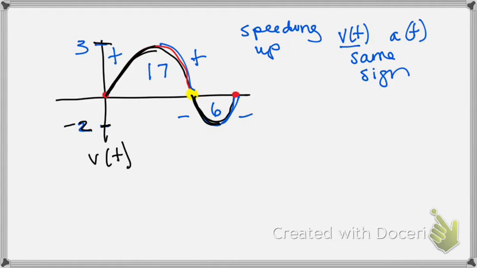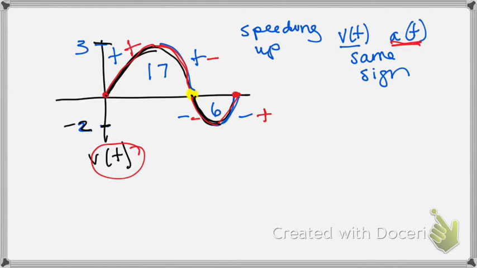Now let's do the same thing with acceleration. If this is a velocity graph, acceleration is the derivative, so it's the slope. So let's find the sign of our acceleration. In this region, slope is positive. In this region, slope is negative. This region, slope is negative. This region, slope is positive.